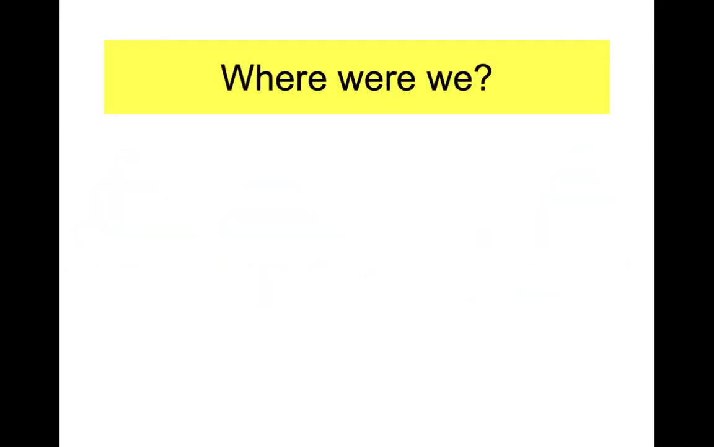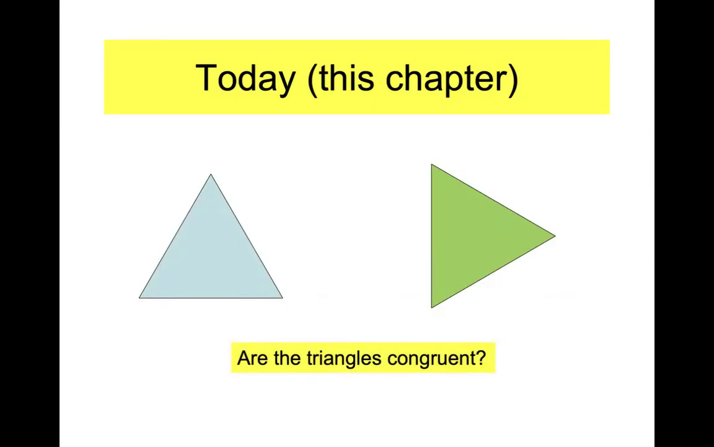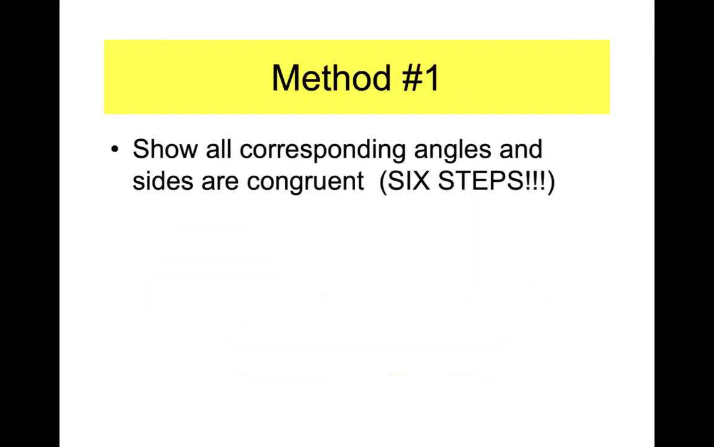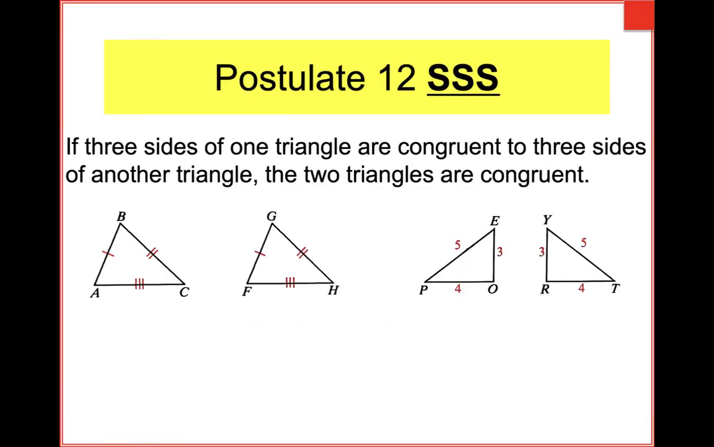All right. So where were we? We were talking about today, this lesson, this chapter, the rest of the book: show that two triangles are congruent. Method number one, which we will never use, is to show that six parts of one triangle are congruent to six parts of the other one. That's 12 total parts. No, thank you. Or method number two, silver bullets. And the first one we said was SSS, and now we're ready to learn another two of them.